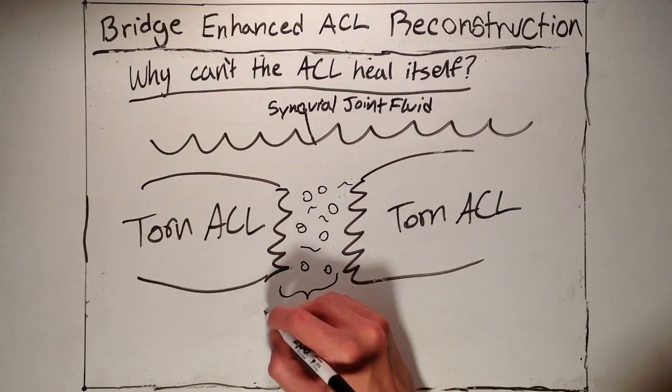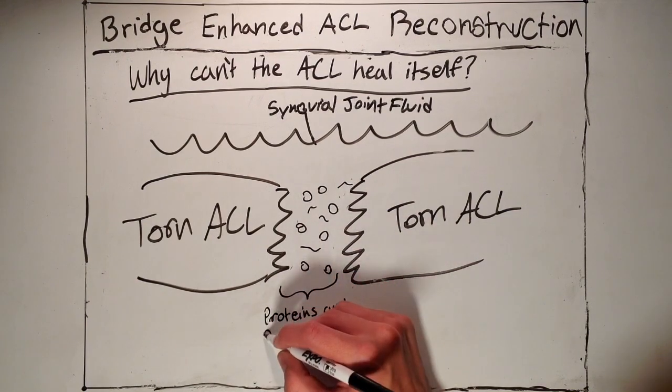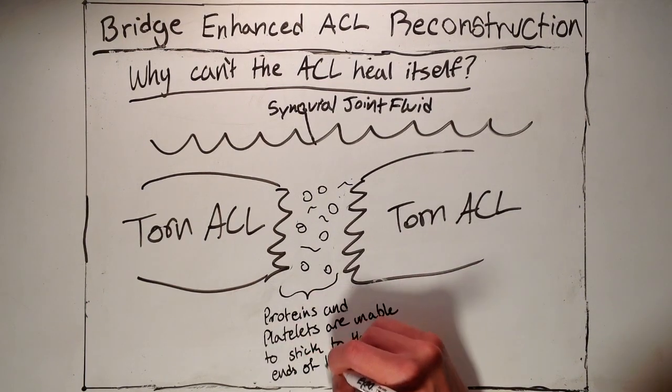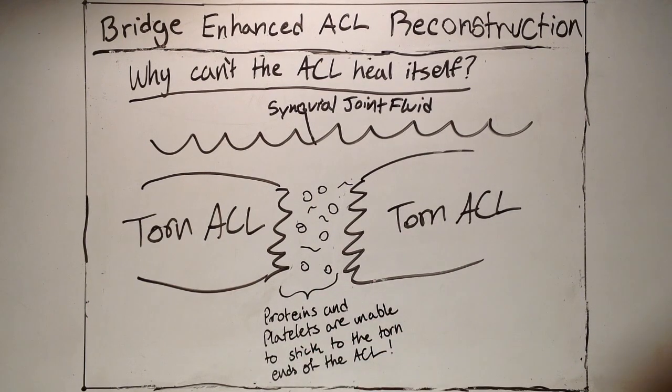Since the synovial fluid is acidic, it breaks down the fibronectin. This causes the platelets and stimulant proteins to float near the ACL but never stick. This doesn't allow the ACL to regenerate.